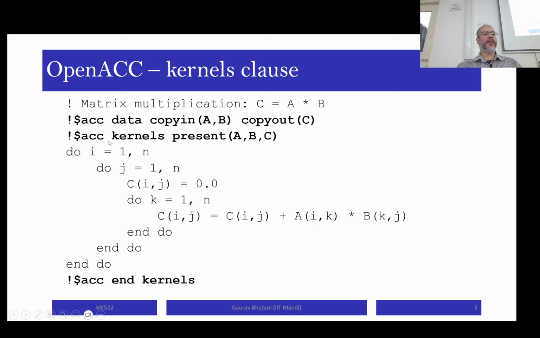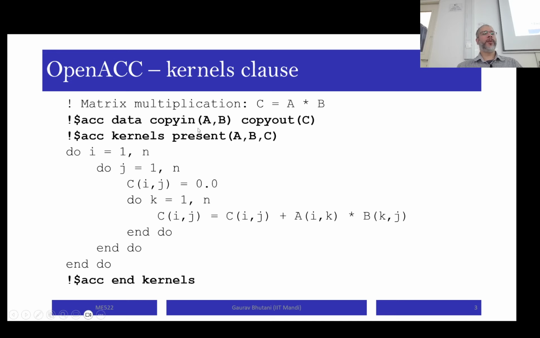Before that, in this more complete program, you would have said ACC data, which is basically telling that it is an ACC data statement. So, it is about copying something. It says copy in A and B. That means A and B will be copied from the host to the device before the program starts, and copy out C means when the execution is completed, C will be copied out from the device onto the host.